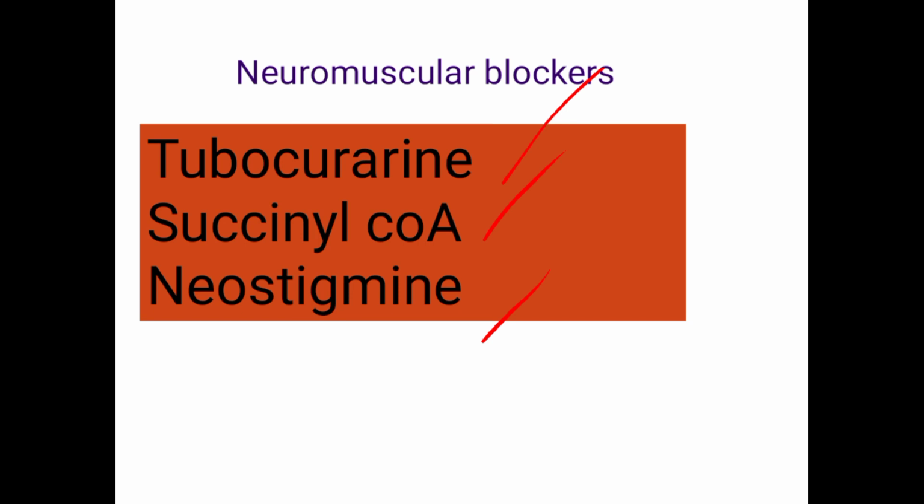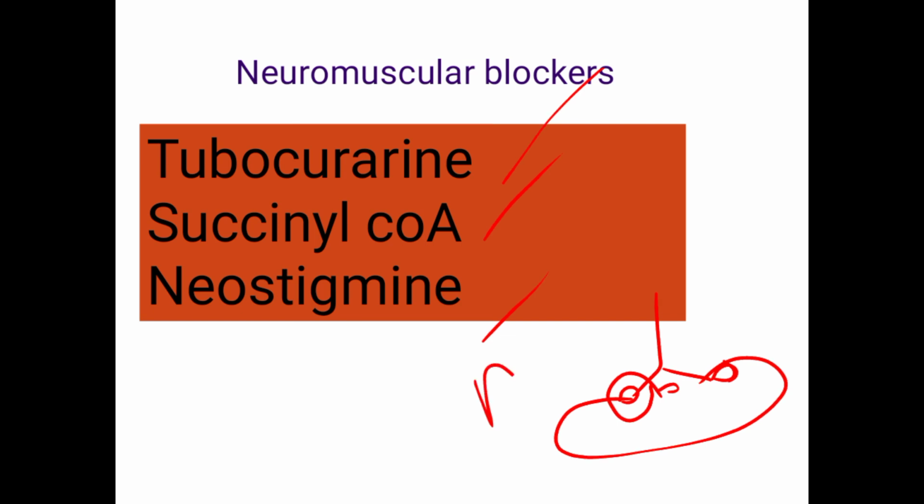Tubocurarine acts on the receptors present on the postsynaptic membrane, or post junction membrane. It competes for the binding of acetylcholine. Suppose this is the nerve and this is the muscle, and here the receptor is present to bind acetylcholine. So tubocurarine will go and bind here and prevent the binding of acetylcholine.